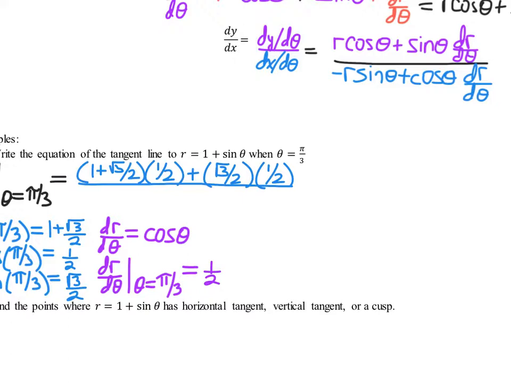Denominator negative r. So negative 1 plus root 3 over 2, times the sine of theta, root 3 over 2, plus the cosine of theta, which is 1/2. And the derivative at pi over 3 would also be 1/2. All right, so all of this stuff together is going to give us a juicy derivative.